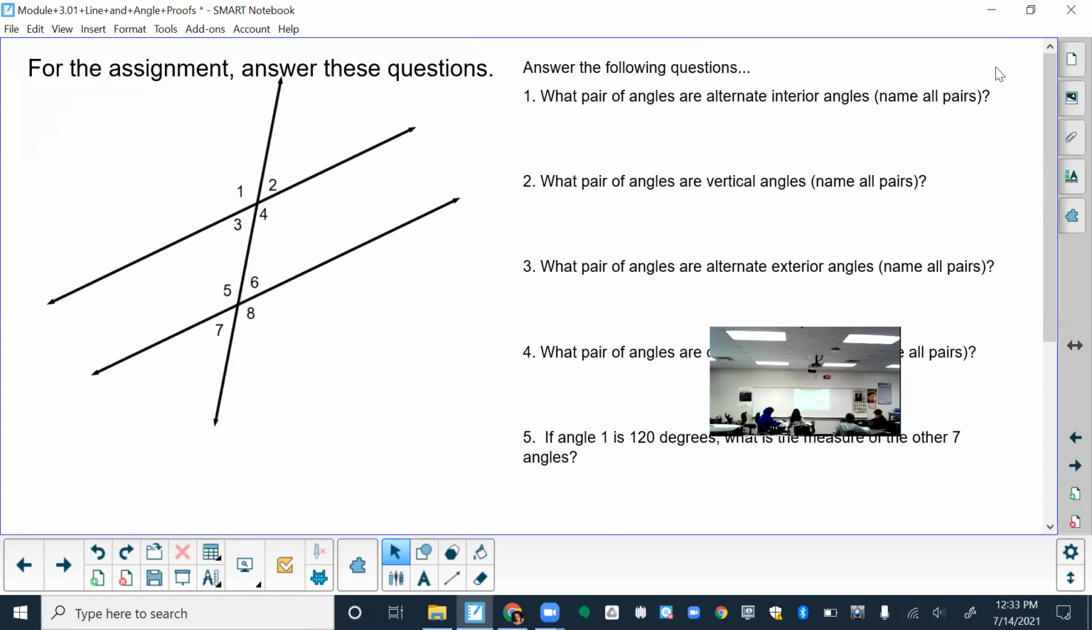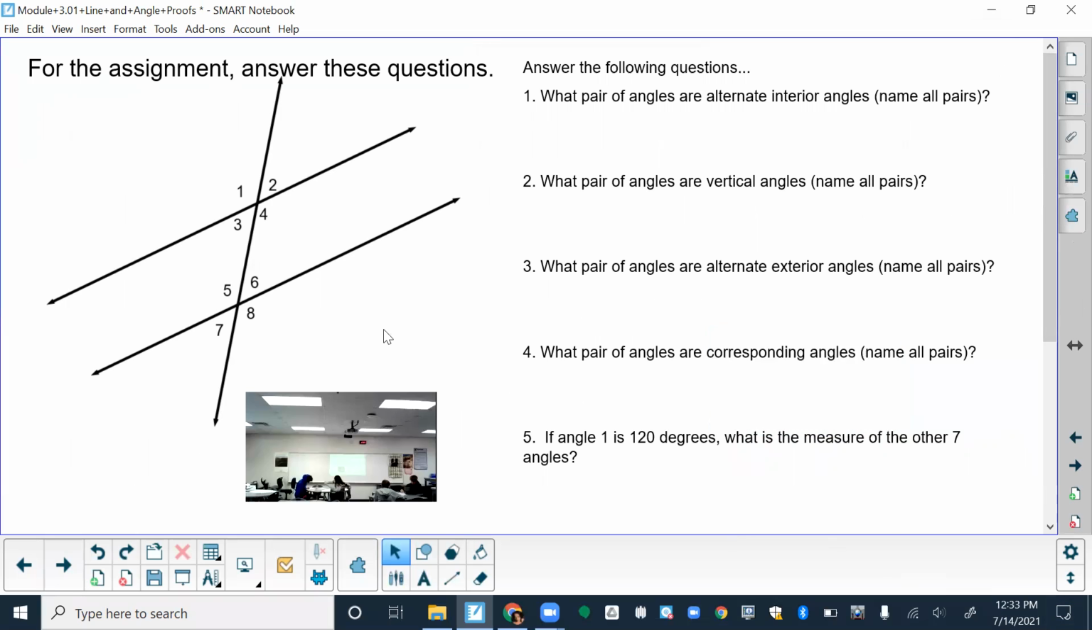So this is your assignment for 3.01. Instead of having a separate worksheet or a Google form, answer all of these questions. If you're stuck on any of them, let me know. Notice that this picture to the left does not exactly match the example that we did. It is numbered a little bit differently. So you do actually have to check, are these alternate interior angles? Are these vertical angles? And then name all the pairs.